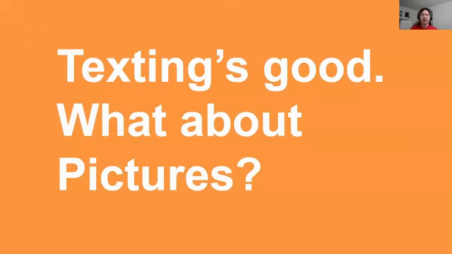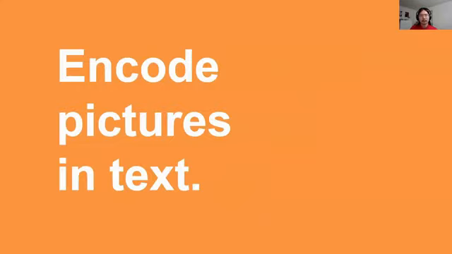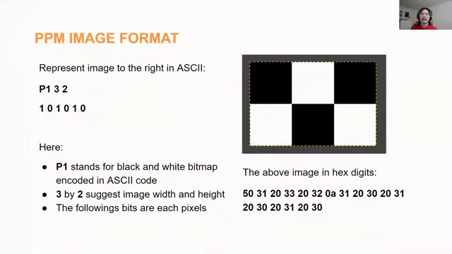picture. So texting, good. What about pictures? One thing we can do with them is to treat them like text. If we can encode pictures in text, that would be great, because we already know how to send text. The PPM image format is just one of the many, many schemes that you can actually use to encode pictures into text, right?